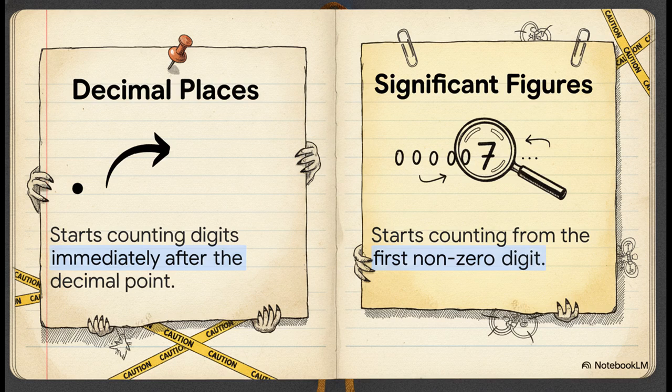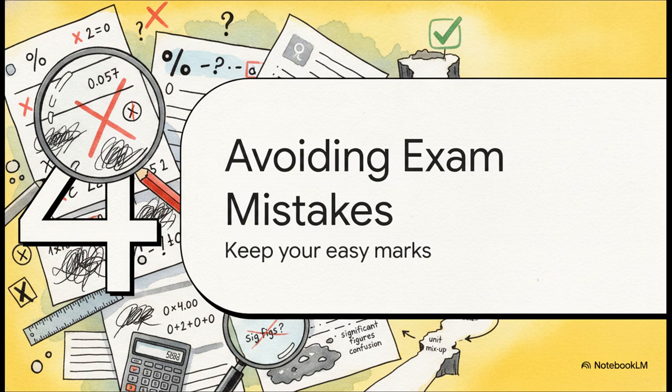For the number 704.539, rounding to 2 decimal places gives you 704.54. But rounding that exact same number to 2 significant figures, that gives you 700. They are entirely different instructions, and answering one when the examiner asks for the other is definitely going to cost you points. Which brings us to Section 4, avoiding common exam mistakes.